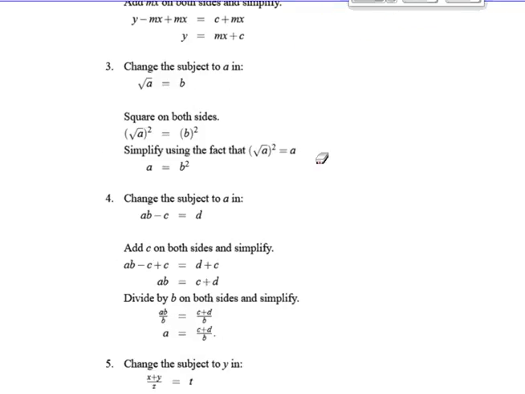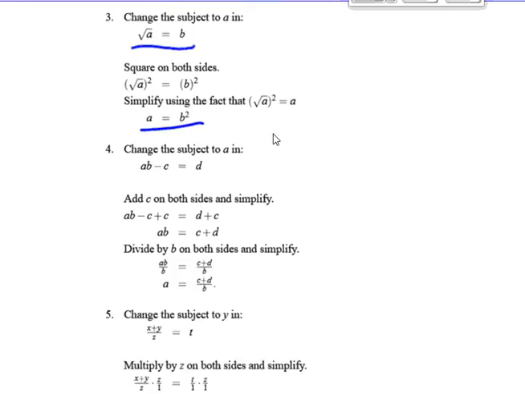In option 3, I want a by itself. The only way to get a by itself is to get rid of the square root. And what's the opposite of square rooting? Squaring. So a equals b squared. There's your answer.